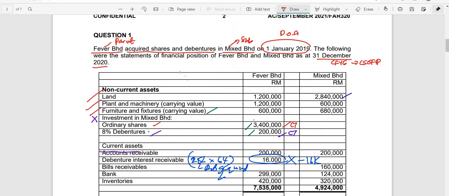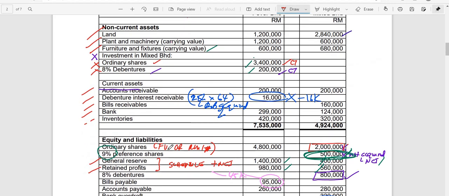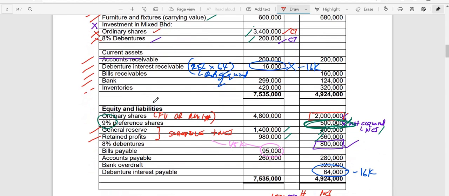This one will be eliminated, as I mentioned. This will be added, and we need to look at whatever intercompany transaction that we have done. Here there is no item that relates to goods in transit or cash in transit. No item which asks you to adjust for the accounts receivable whatsoever.